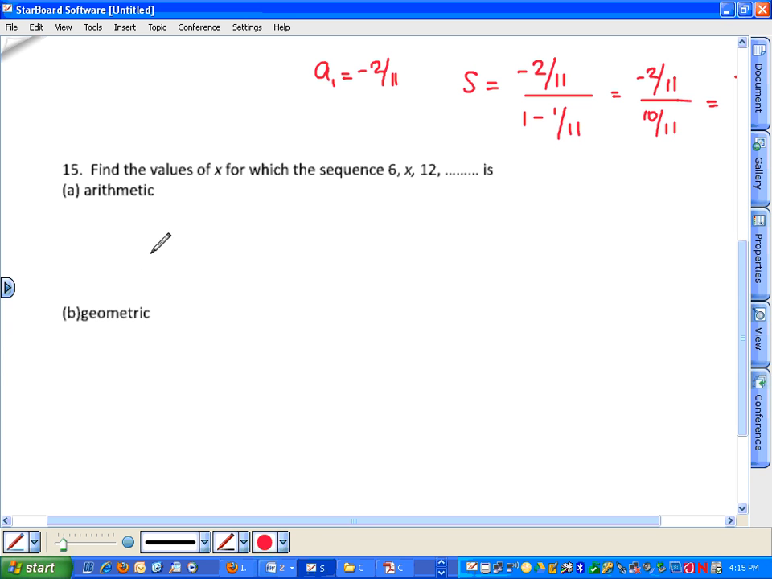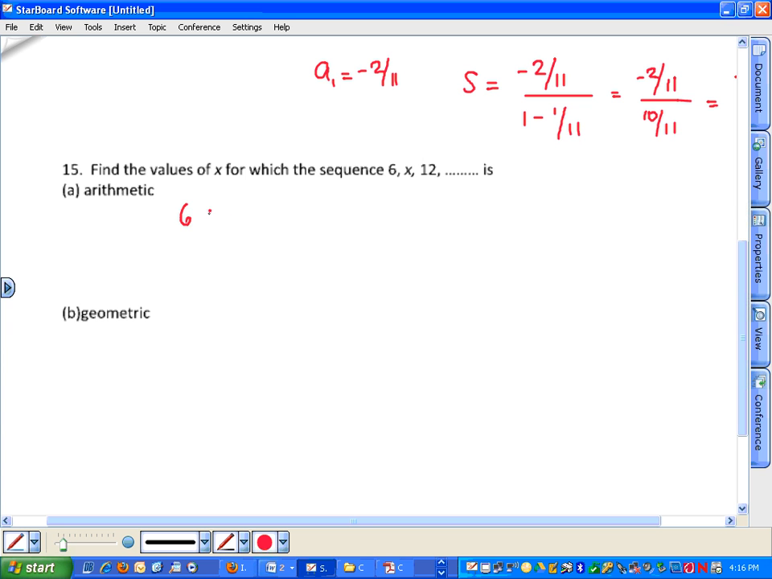Okay, 15 is an interesting question. Find the values of x for which this sequence is arithmetic, and then for which it is geometric. First, we need to find a value of x that would make it arithmetic, meaning we have to add a number to get it to x and add the same number to get it to 12. Then we need to find a number that makes it geometric. Now, if it's arithmetic, it's going to have a common difference. We're going to add a common difference to get x. We have to add that same common difference to get 12.